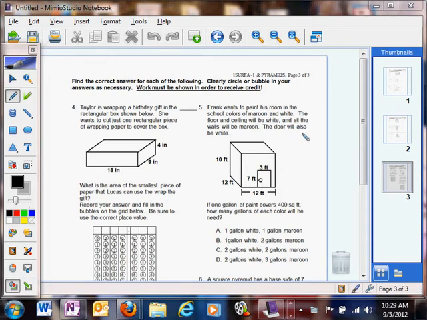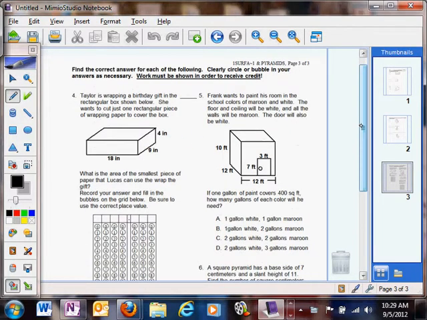So now we're going to look at finding surface area of some solids using some TAKS style questions, exit level TAKS style. So let's look at number 4. Taylor is wrapping a birthday gift in the rectangular box shown below. She wants to cut just one rectangular piece of wrapping paper to cover the box. So this is all the information you're given.